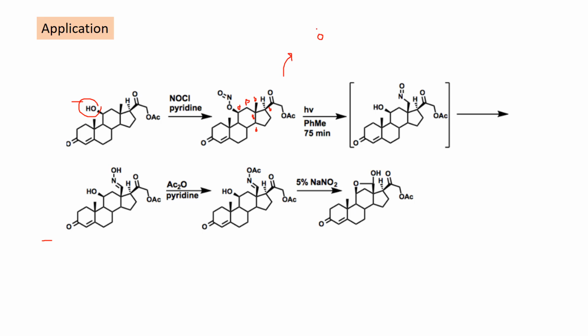If you go through this type of intermediate, it will form an O radical. This O radical will abstract a proton from this position and generate a radical here. Then this radical will combine with the NO radical, forming this nitroso compound. After that, through resonance, it will form this oxime type of compound. If we add Ac2O, it will be OAc. Then if we add NaNO2, what will happen?